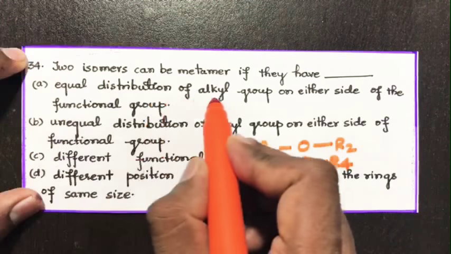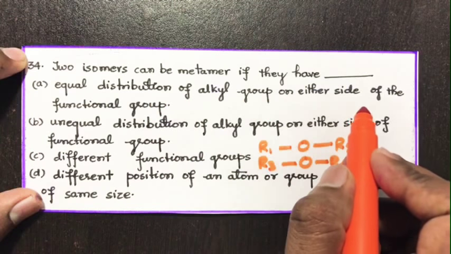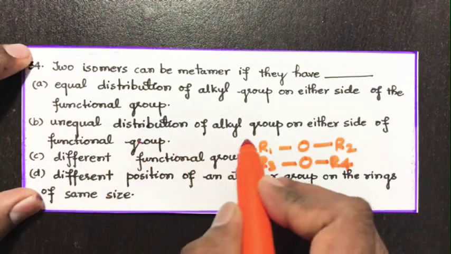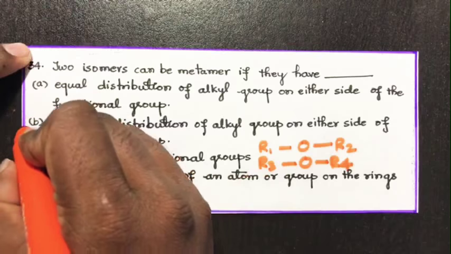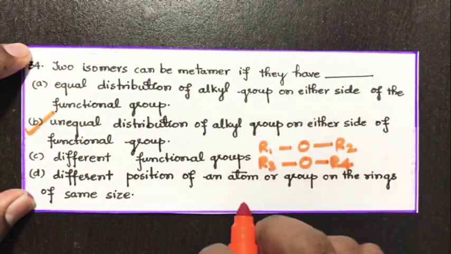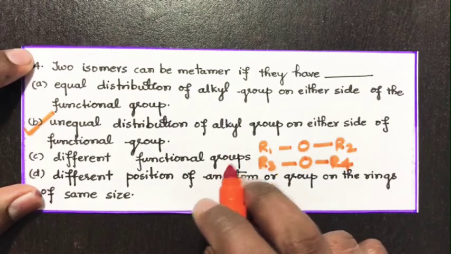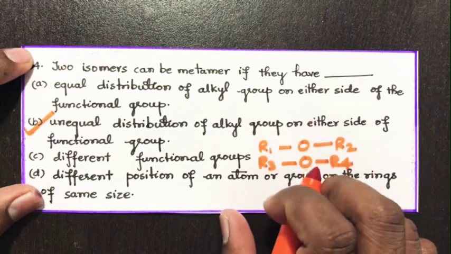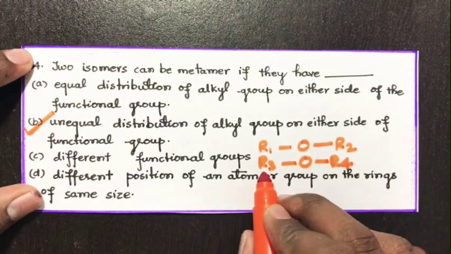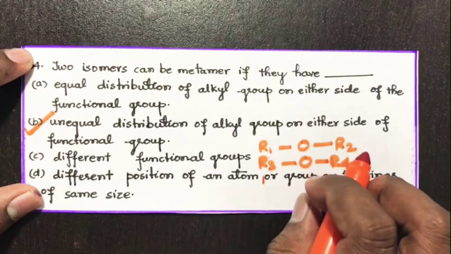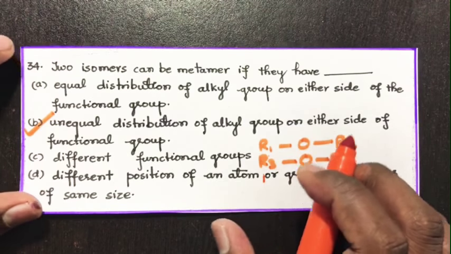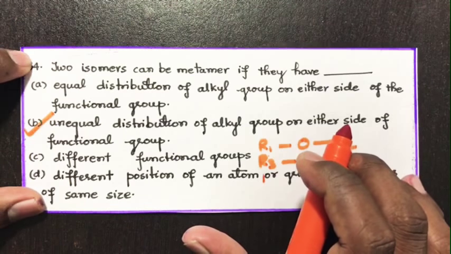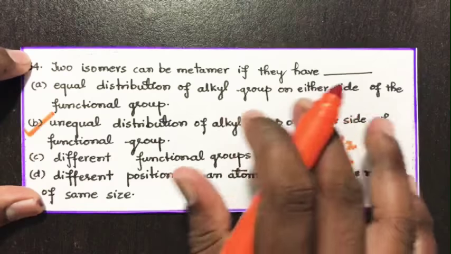So equal distribution of alkyl group on either side of the functional group, this is incorrect. Unequal distribution of alkyl group on either side of the functional group, this is correct in this case. So R1 should not be equal to R3 and R2 should not be equal to R4, or R2 should not be equal to R3 and R1 should not be equal to R4. If they have different alkyl groups present on either side of the functional group, then they will be metamers.